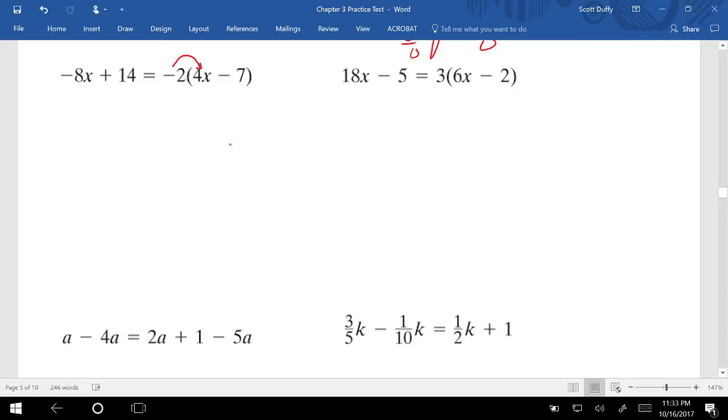Distribute negative 2 to the 4. That's negative 8x. Negative 2 to the negative 7 is positive 14. And now on the other side I have negative 8 plus 14 also, so that is an identity.